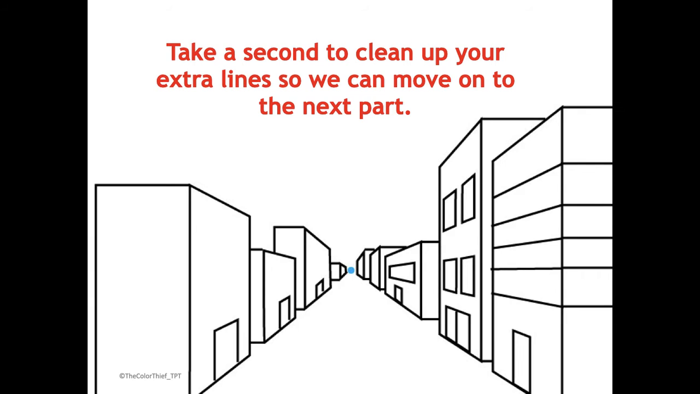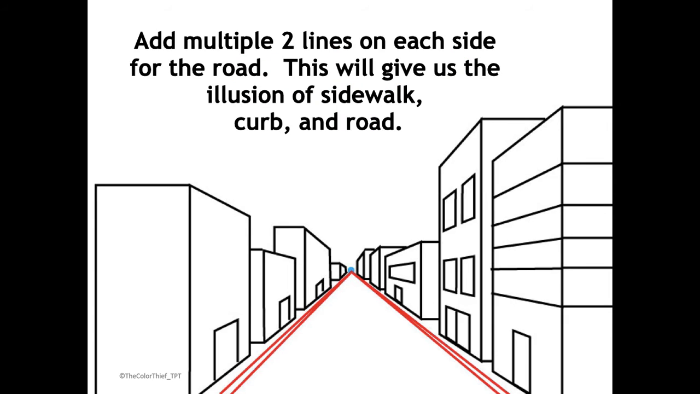We're now going to be putting a road in our composition. Add multiple lines on each side for the road. This will give us the illusion of sidewalk, curb, or road. These lines must go to the vanishing point.